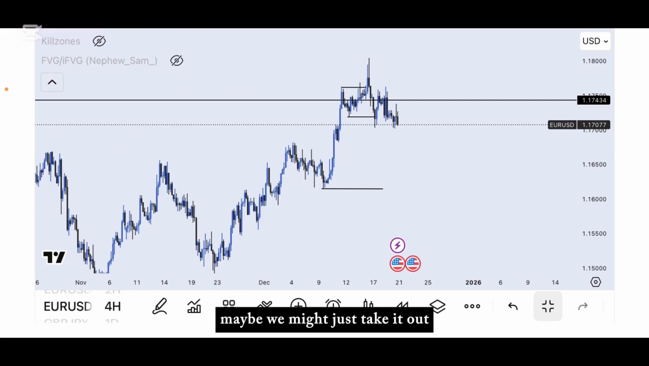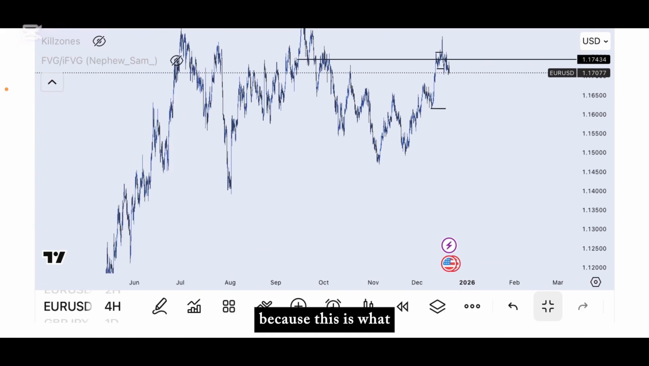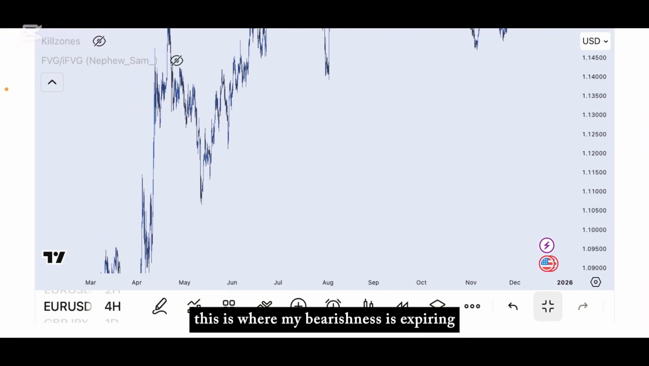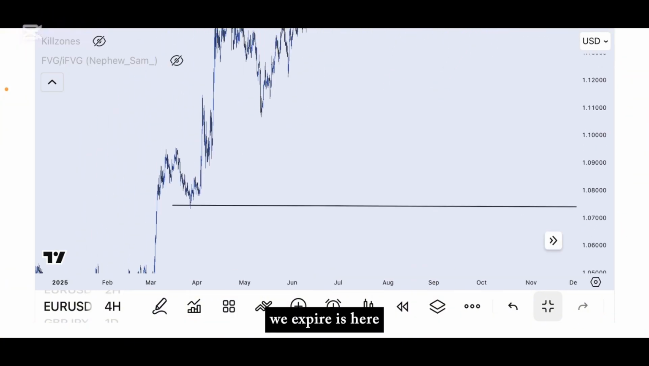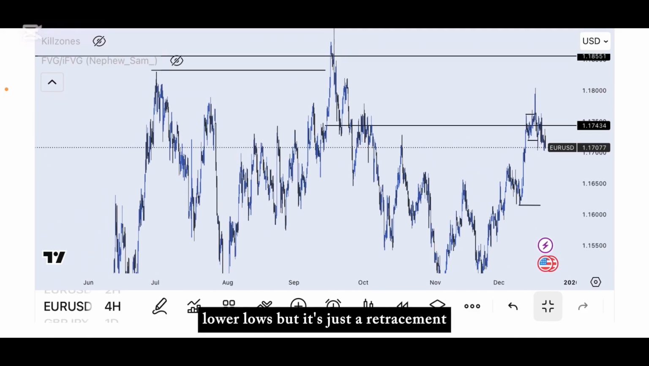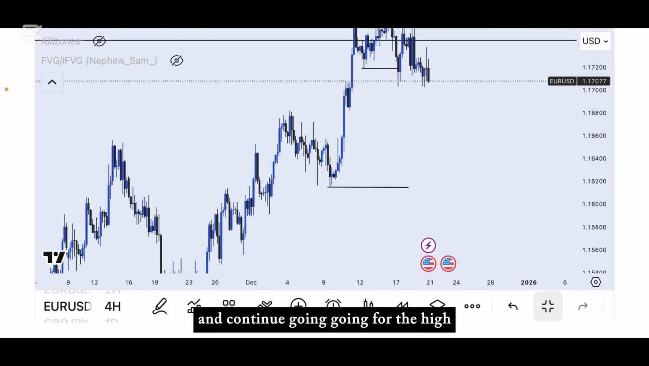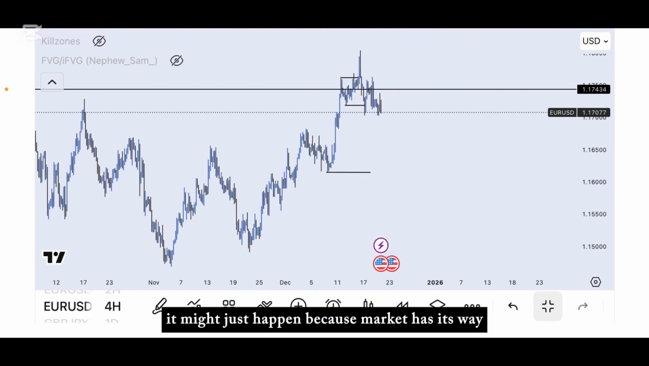Maybe we might just take it out and give a little retracement and we'll continue our bearishness, because this is where my bearishness is expiring. We might just be having slow movement or lower highs, but it's just a retracement. You might just take out this low and continue going further higher.